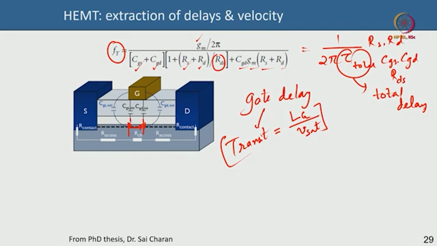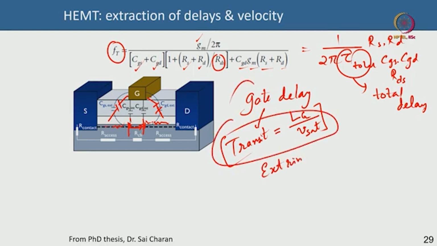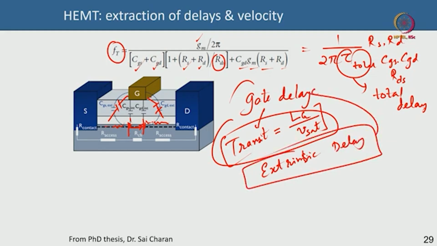The gate also has fringing coupling capacitances with the gate-drain excess region and the gate-source excess region. We call that extrinsic delays. This is your intrinsic delay, this is your extrinsic delay. Some literature club them under gate delay, some do not, but we are following that.